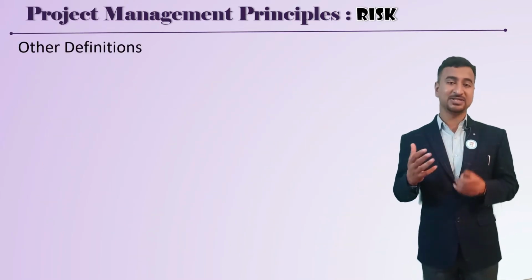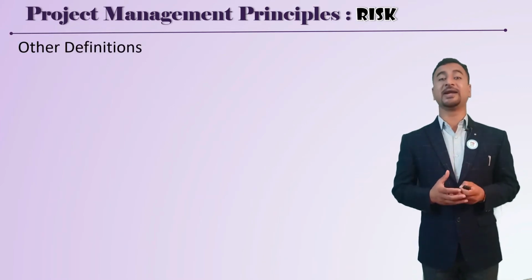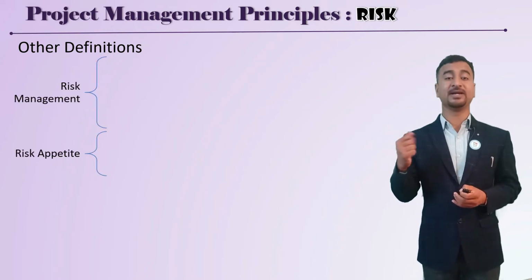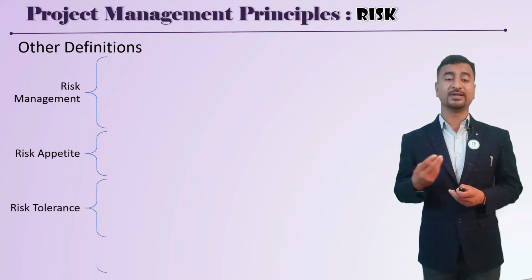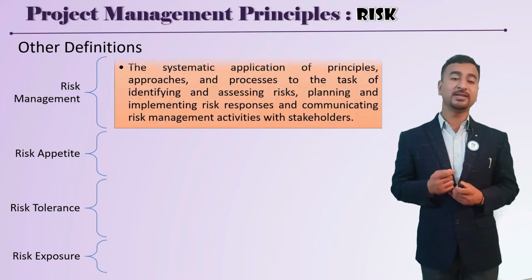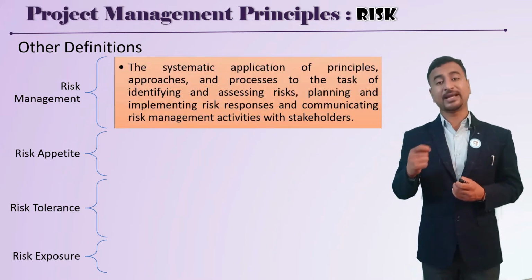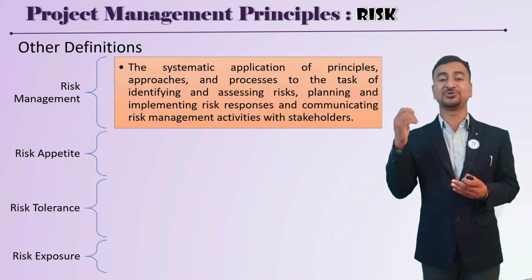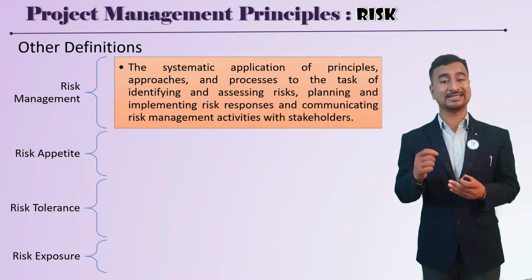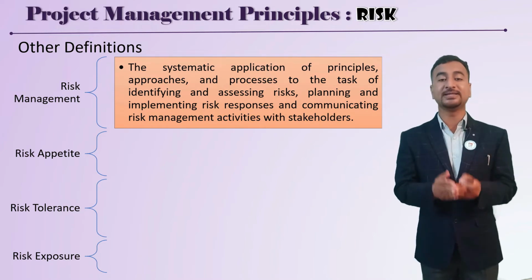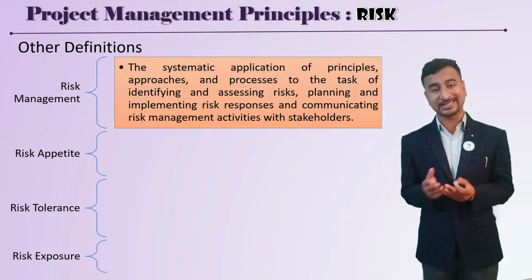Now some other definitions related to risk, which are very essential when you are defining your strategy to deal with risk. These are mentioned here: risk management, risk appetite, risk tolerance, and finally risk exposure. Let's discuss one by one. What do you mean by risk management? The systematic application of principles, approaches, and processes to the task of identifying and assessing the risk, planning and implementing the risk responses, and communicating the risk management activities with the stakeholders.